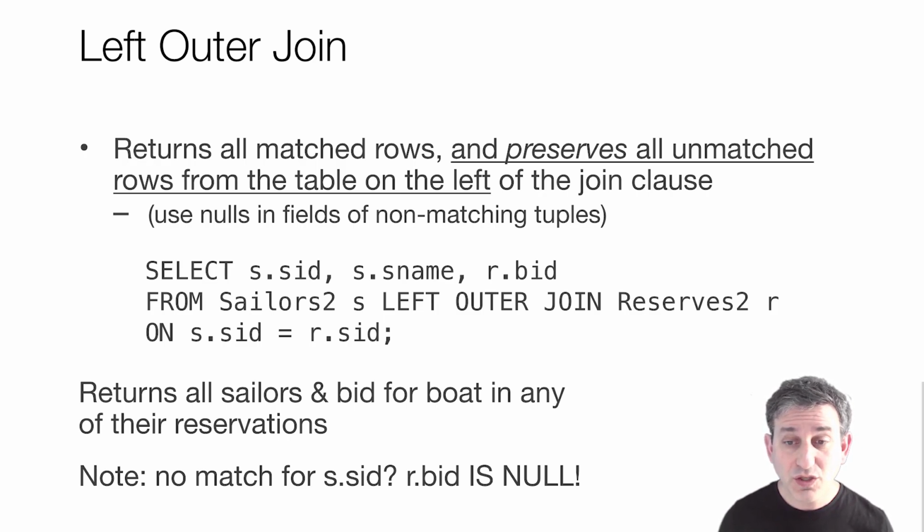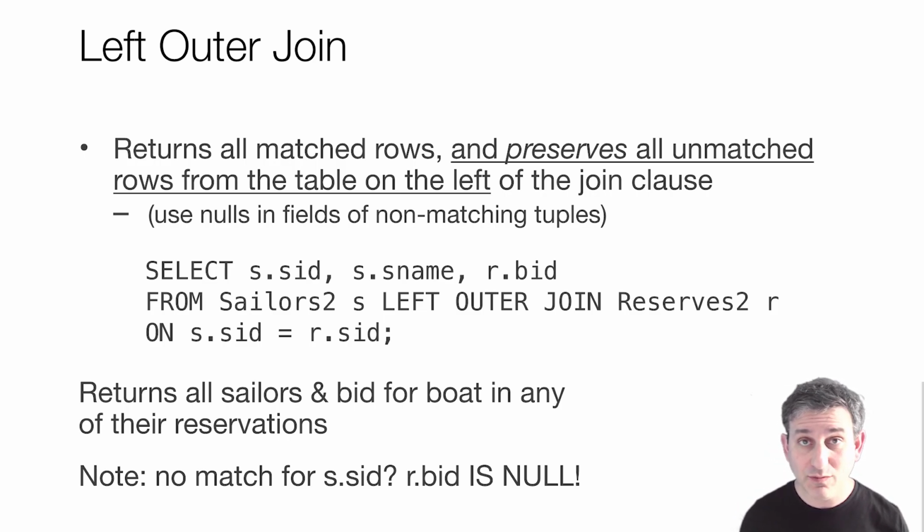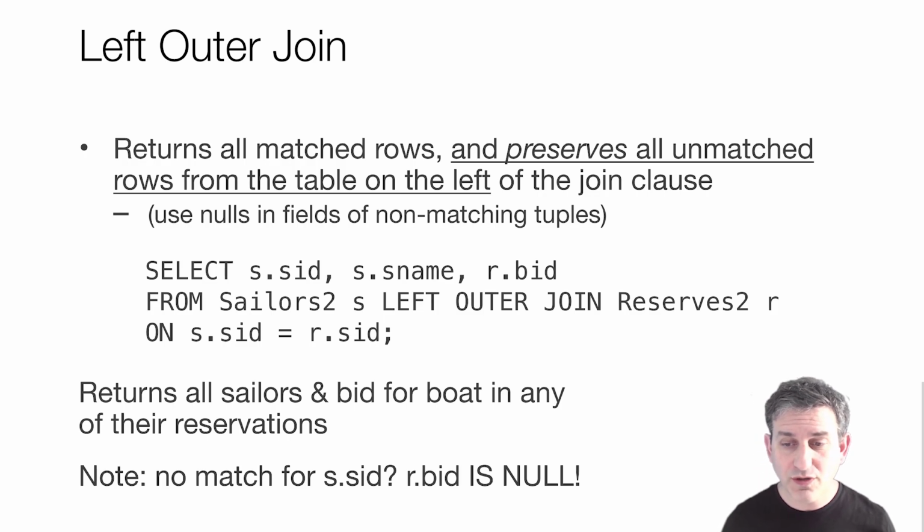So looking at this example query, where we're joining sailors left outer join reserves on sid equals sid, we're going to return all the sailors and BIDs for any boat in any of the reservations. But in addition, if there's a sailor in the sailors table that has no reservation that matches, that sailor will be in the output once with their SID and their sname and a null BID.